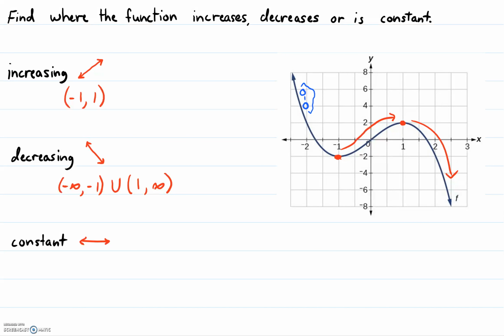So here, just to review, we're increasing from -1 to 1, we're decreasing from negative infinity to -1, and from 1 to infinity. And that's it.